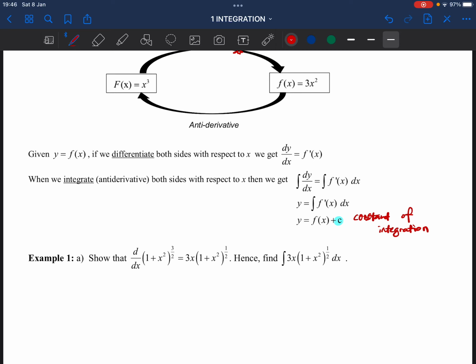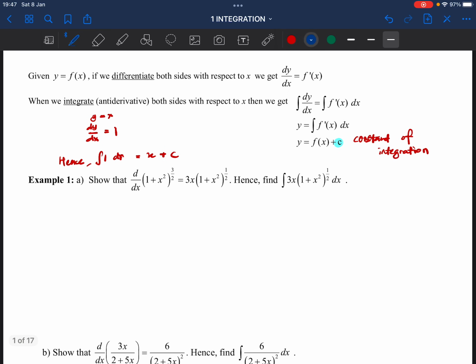As I showed you earlier, for indefinite integral, you have to write plus c. Let's say if you have y is equals to x. If you differentiate y is equals to x, dy over dx, you are going to get 1. Hence, if you integrate 1 with respect to x, you are going to get x plus c.